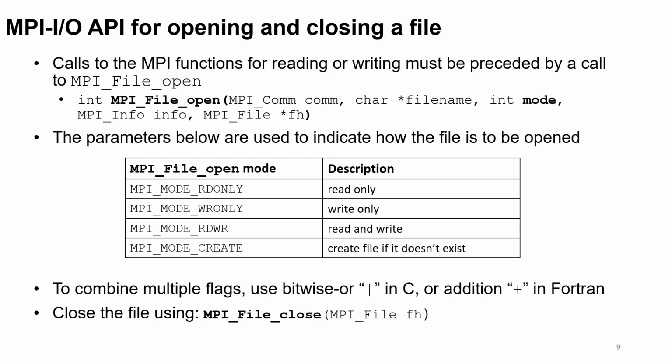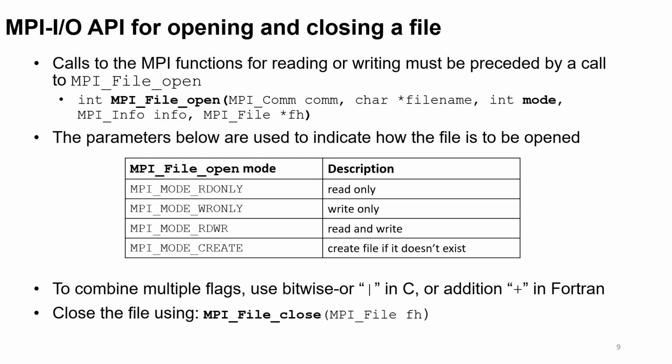This function takes 5 arguments. The first argument to the MPI file open call is the communicator, and this indicates that a file is opened collectively by a group of processes that are associated with the communicator. The second argument is the file name, and the third argument in this call is the mode in which we need to open the file.